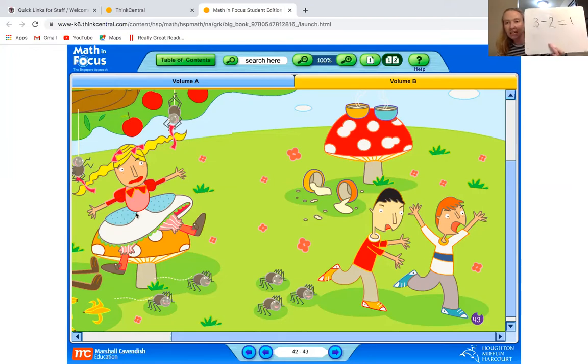So say with me this number sentence for this subtraction story. 3 minus 2 equals 1. Say it, friends. 3 minus 2 equals 1. That's awesome. Good job.